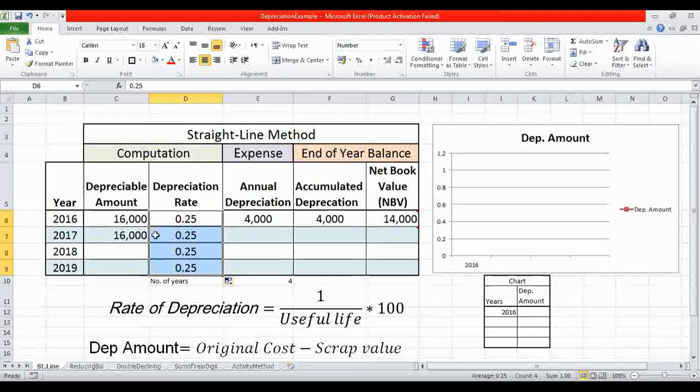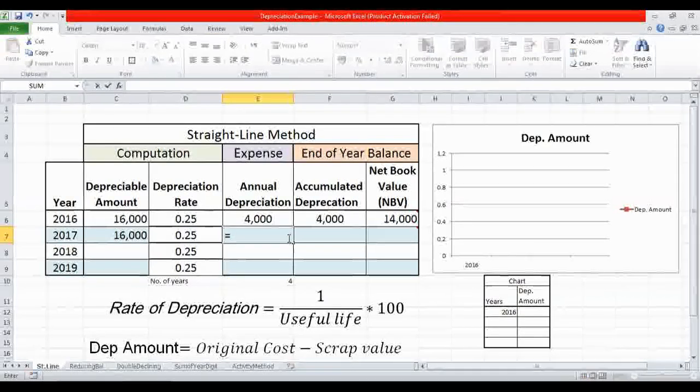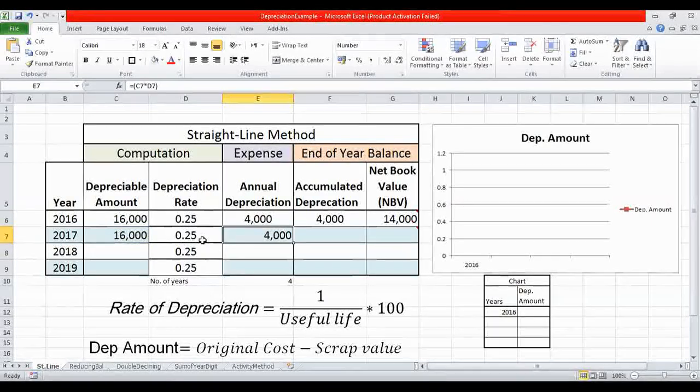So again, if we want to calculate the depreciation amount or depreciation expense for this year, we will simply do the same process which we did earlier. Depreciable amount times the depreciation rate. It is going to give us 4,000. So you can see that in all the years we are calculating depreciation of 4,000.